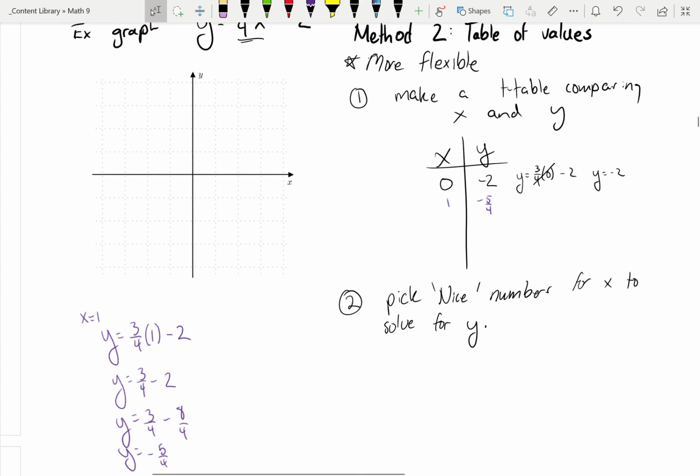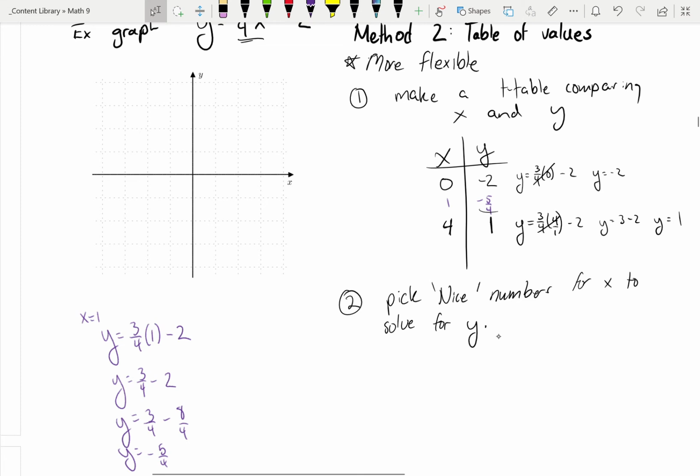What I mean by this is I want to pick numbers that make my math easier. So for example, I could pick the number 4. The reason why I'm doing this is if I have y is equal to 3 over 4 times 4, this is really 4 over 1. This is going to cancel out with the 4 in the bottom. So then I end up with y is equal to 3 minus 2. So I end up with y is equal to 1. This is really nice to solve rather than this.